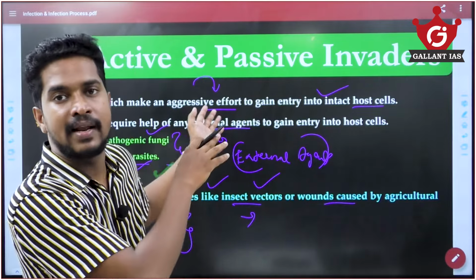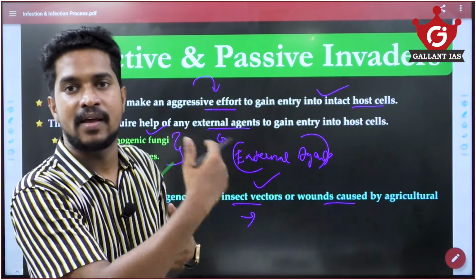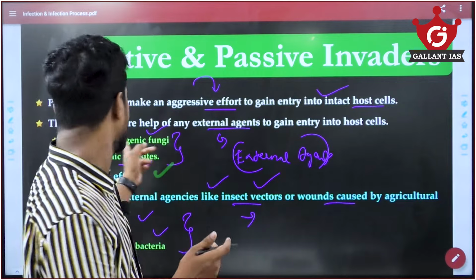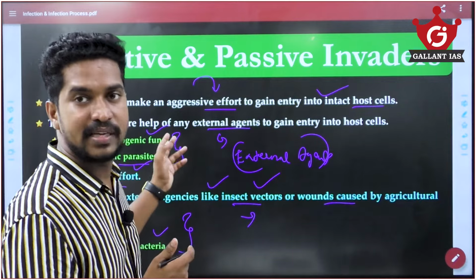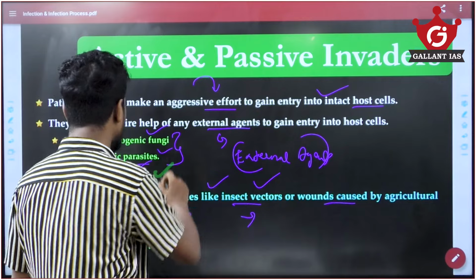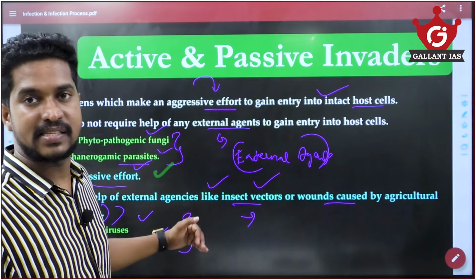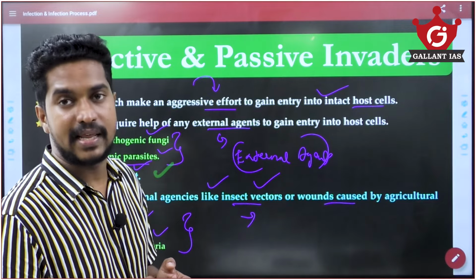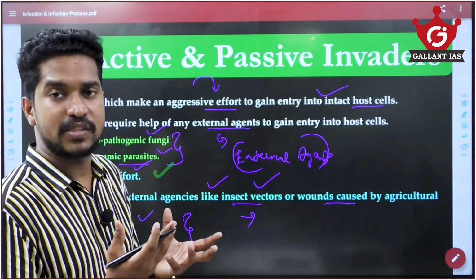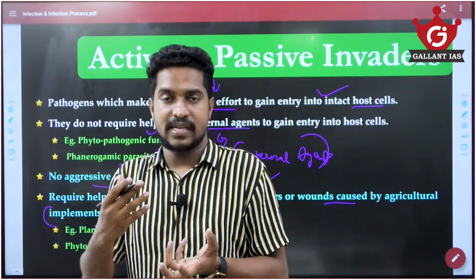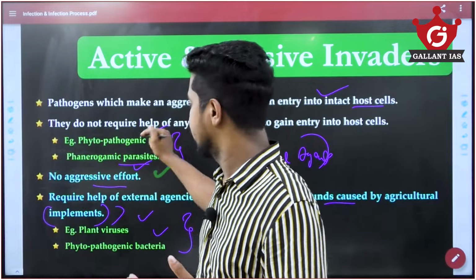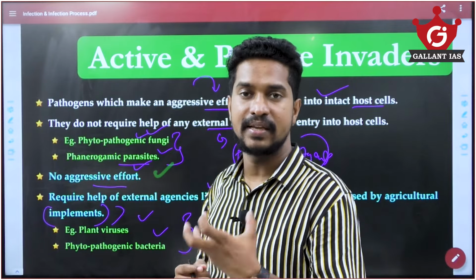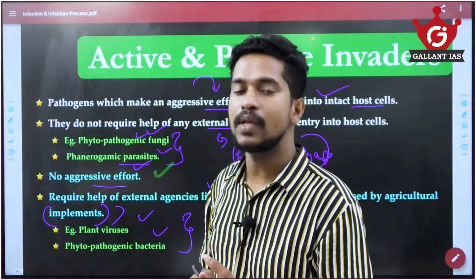On the other hand, active invaders make an aggressive effort to gain entry into the host cell, and the examples are phytopathogenic fungi and phanerogamic parasites. Passive invaders' examples are plant viruses and phytopathogenic bacteria. Phytopathogenic bacteria means bacteria that are able to cause infection in plants. Phytopathogenic fungi means fungi that are capable of producing infection in plants.